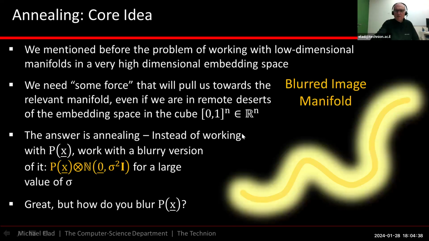So this is the blurred manifold. It has tails that go everywhere. And now there is a very delicate direction that tells me if you go here, you go up towards the manifold. So how do you blur a manifold? How do you blur a probability density function? What do you think?